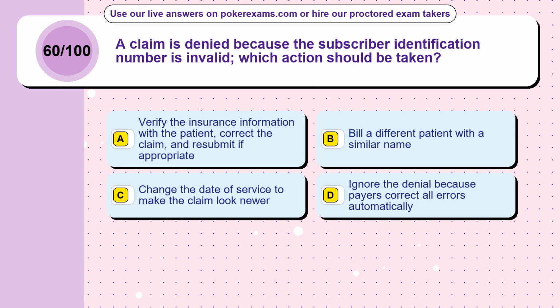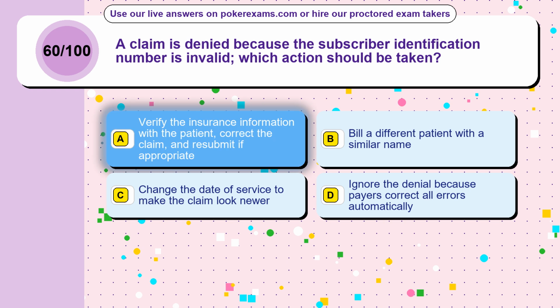Question 60. A claim is denied because the subscriber identification number is invalid. Which action should be taken? Option A. Verify the insurance information with the patient, correct the claim, and resubmit if appropriate. Option B. Bill a different patient with a similar name. Option C. Change the date of service to make the claim look newer. Option D. Ignore the denial because payers correct all errors automatically.